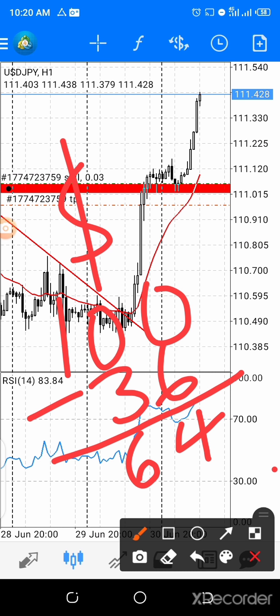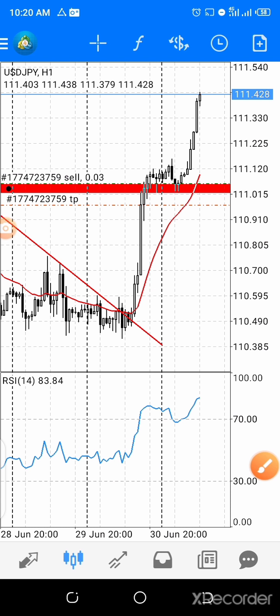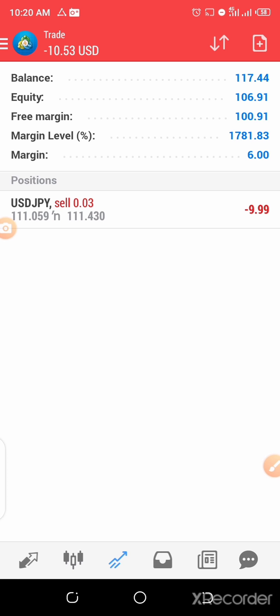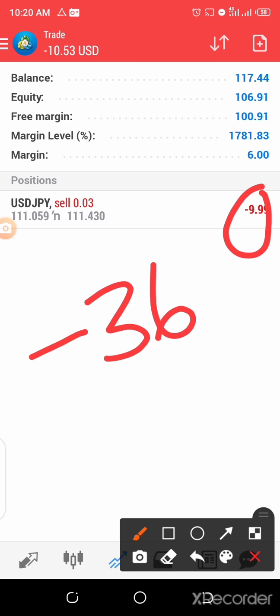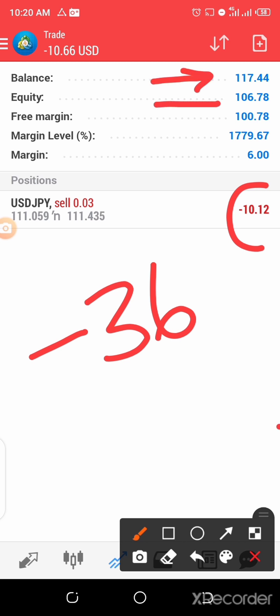I hope I calculated the pips properly. But right here, what do we have? Instead of having a loss of 36 in minus, look what I have here: I have $9. So you see why it is very key to protect your account. This was my initial balance before I took this trade, and this is what is left. If I decide to terminate this trade now, I still have my $100 initial deposit, and I still have $6 profit on top to work with.